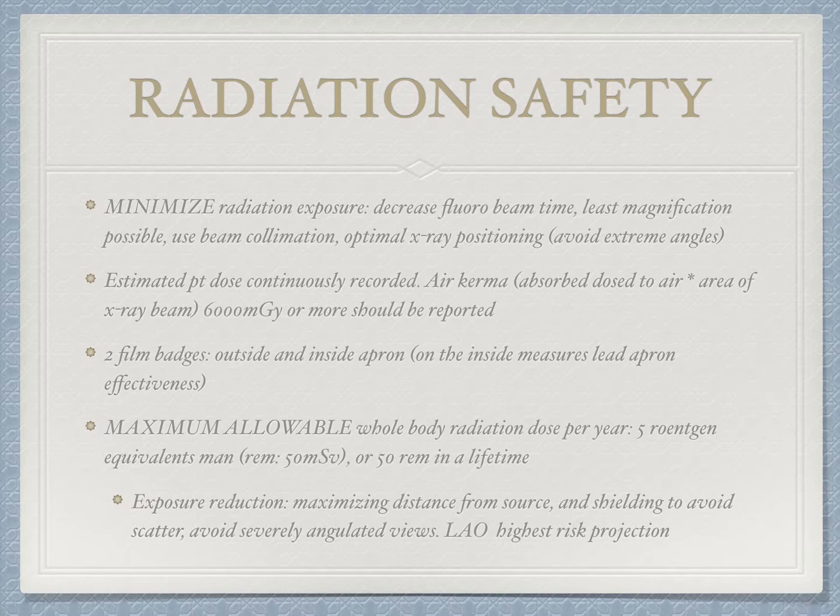Use 2 film badges, one outside and the other inside the apron. The one inside is used to see if the lead apron is working. What is the maximum allowable whole body radiation dose per year? It's 5 rem, Röntgen equivalent man. 1 rem is equal to 10 millisieverts, so 50 millisieverts per year, or 50 rem in a lifetime. This would be 2,500 millisieverts in a lifetime.